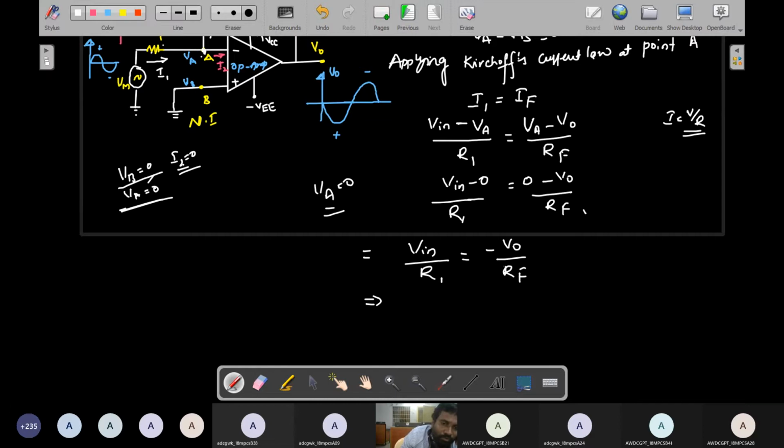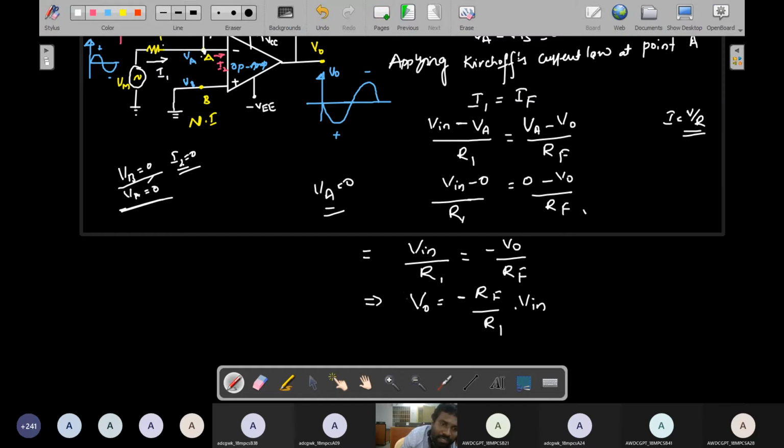If you know the output voltage, then only you can know the gain of this amplifier, because our aim is to derive the gain of the inverting amplifier. So what is our output voltage right now? From this equation, V naught is equal to, you simply cross multiply this. So minus RF divided by R1 into Vin.